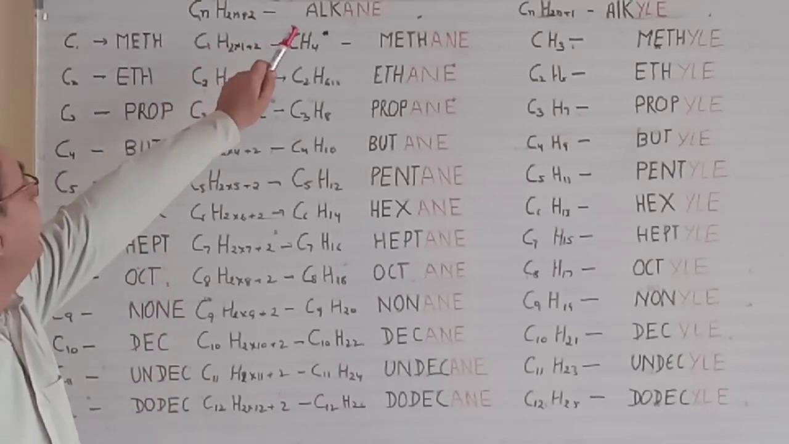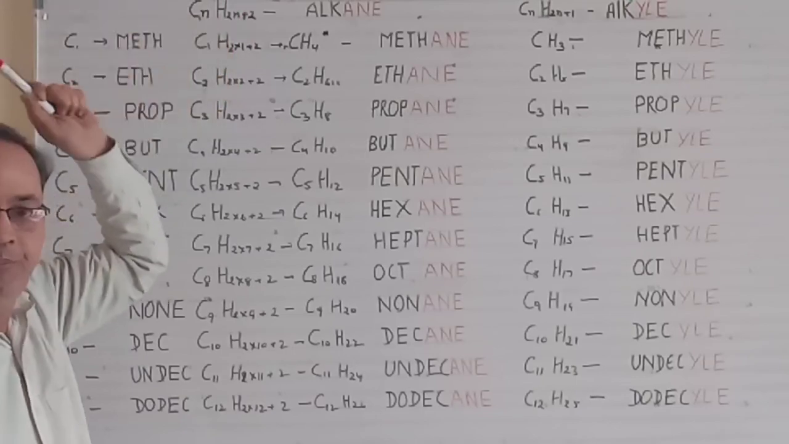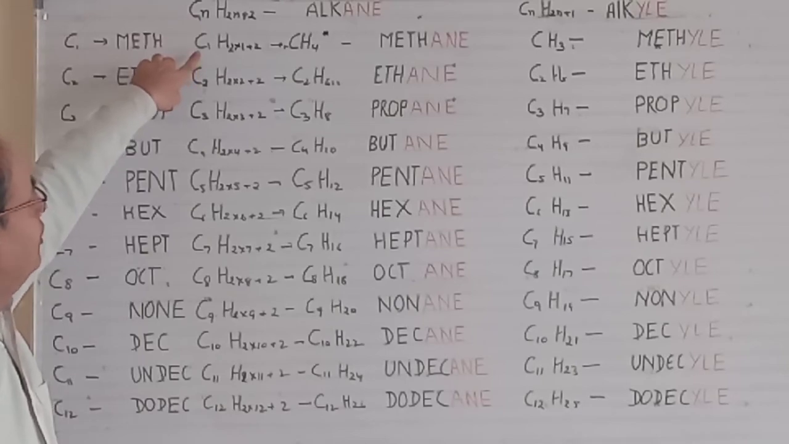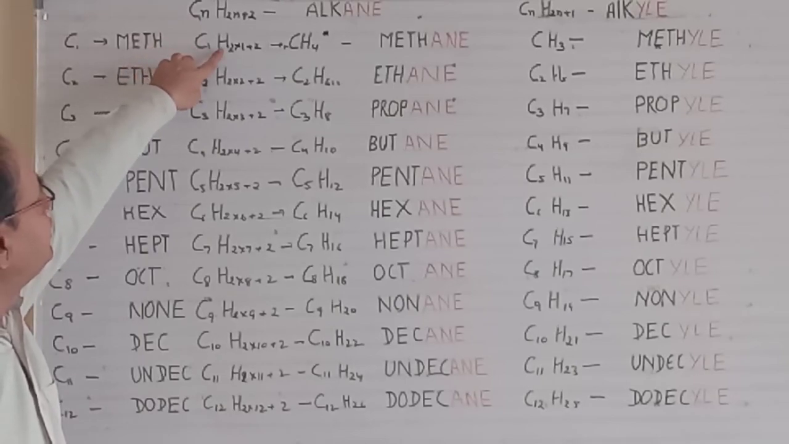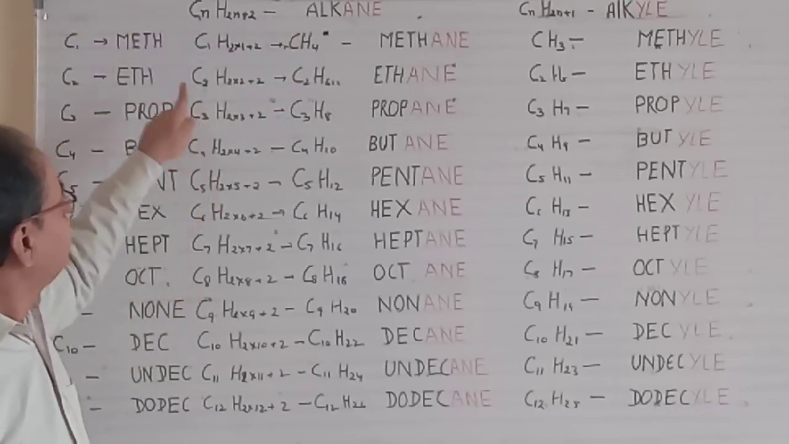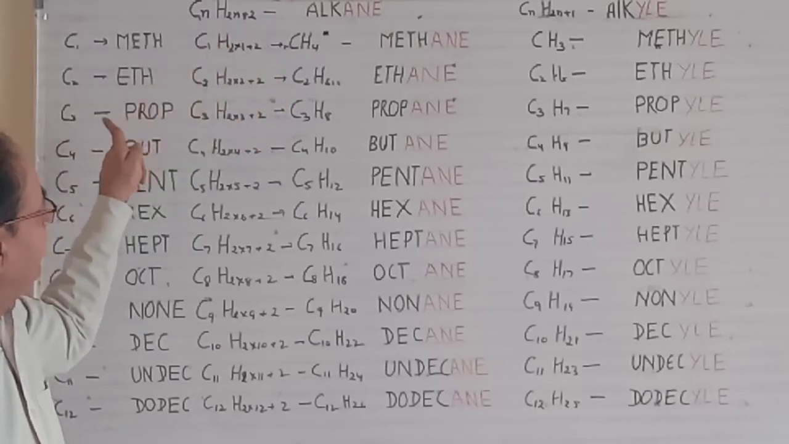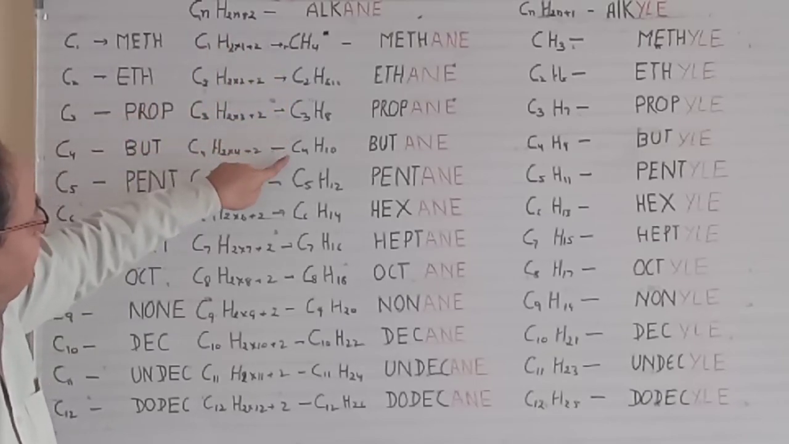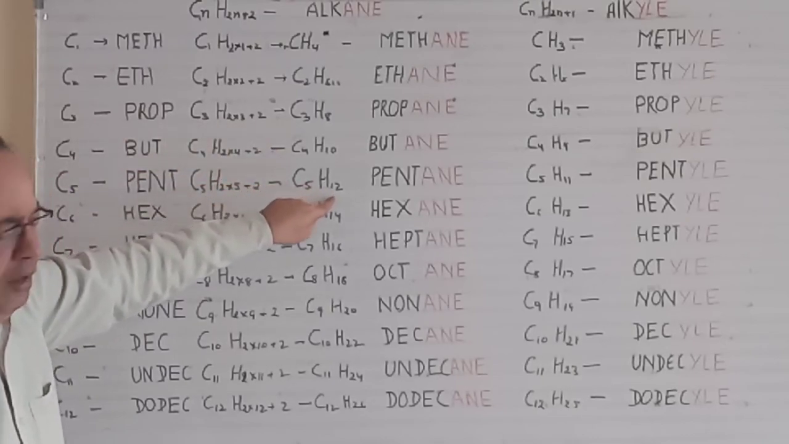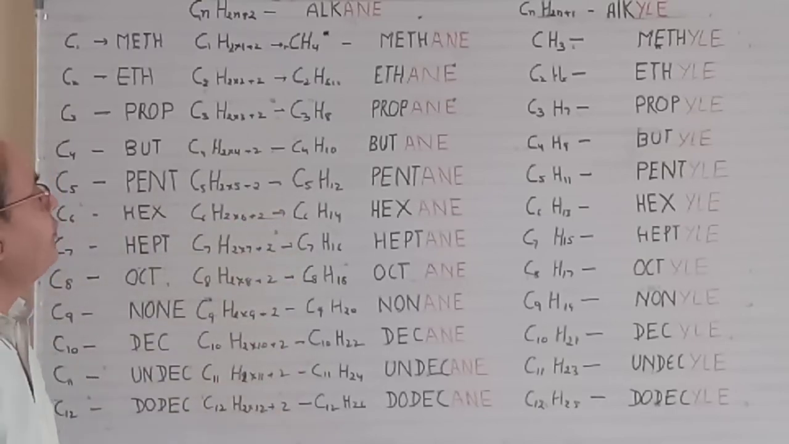Now we have the alkane. Alkane has a general formula CnH2n+2. When we put the value of n equal to 1, this will be C1H(2 into 1 plus 2), that comes to CH4. In the same way, with 2 carbons it comes to C2H6, then with 3 carbons C3H8, with 4 carbons C4H10, with 5 carbons C5H12, and so on. You can make it up to 12.